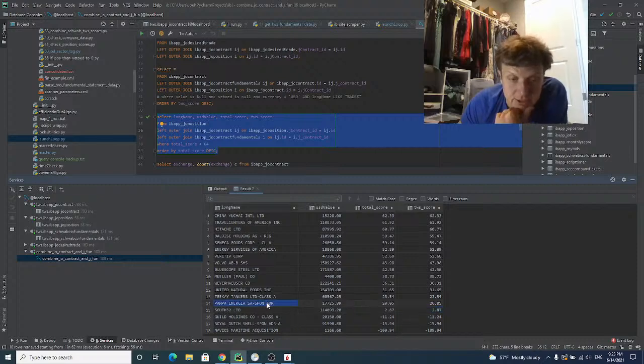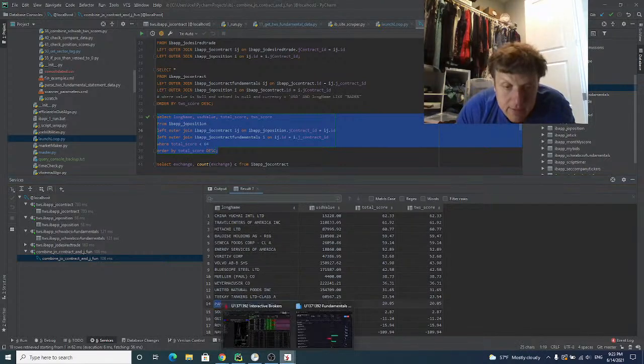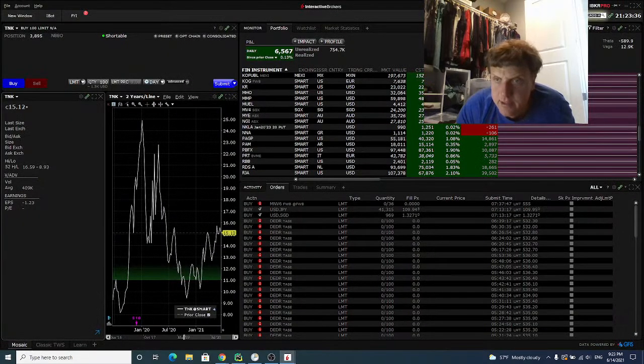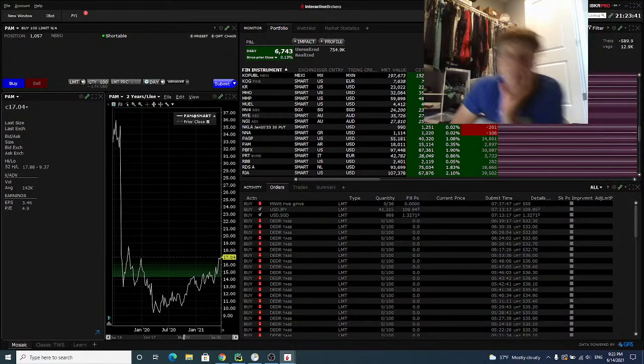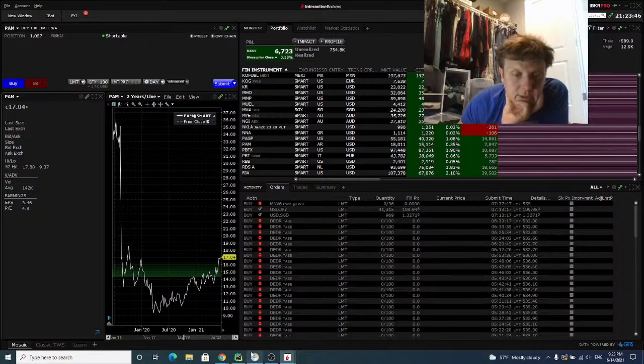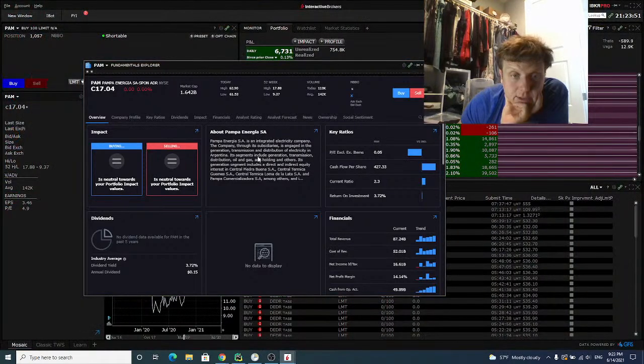Now, Pampa Energia, I think that my problem here is that this is the only way for me to invest. I think this is an Argentinian company, and there is no way for me to buy Argentinian companies directly on any exchange. It's not hosted by Interactive Brokers. Let's go take a look at it real quick. Integrated Electricity Company in Argentina. Yeah, there's no way for me to get exposure in Argentina, I think, through Interactive Brokers directly. So that's why I picked this.